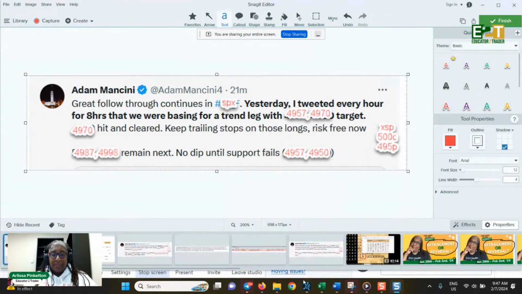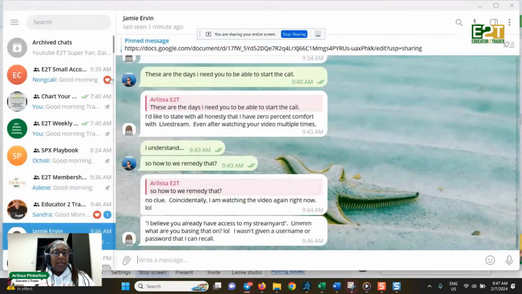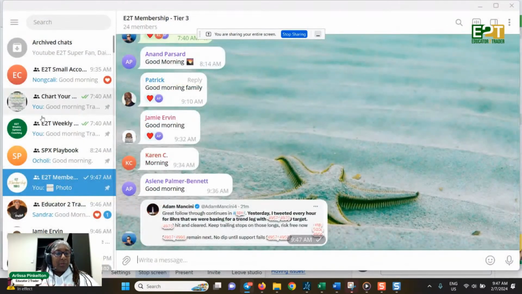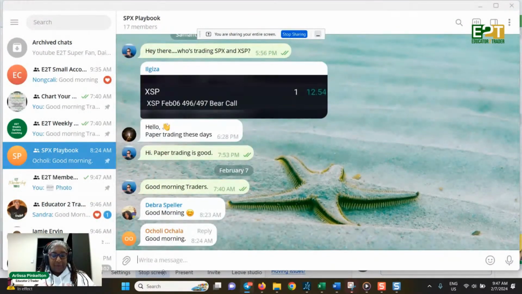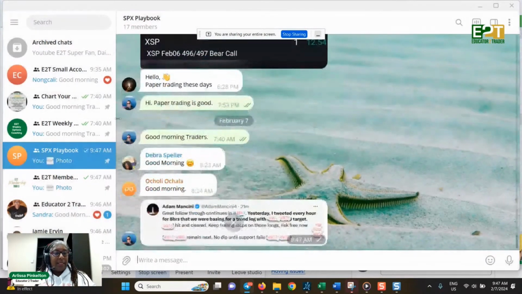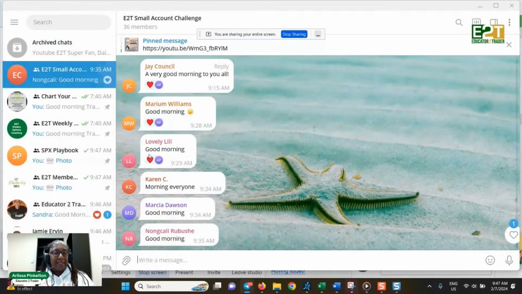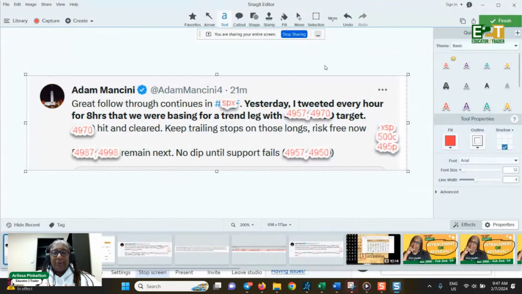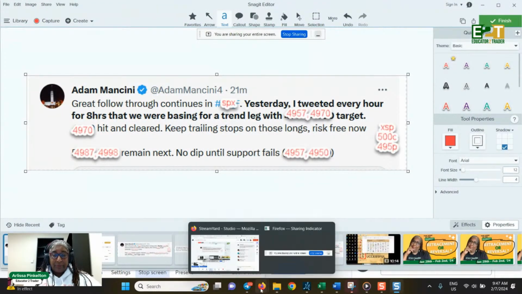Okay, let's copy this and put it into the chats, those who need them in all the respective places. I'm not sure if anybody in here is trading SPX and XSP, but there it is.